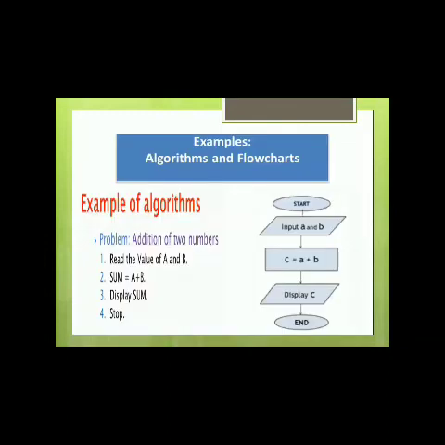Now, how to write an algorithm? Here I have given a small algorithm as an example: how to add two numbers? Now see, for adding two numbers, first of all you have to think in your mind what you want. First of all, you want two numbers. So here you have taken A and B as the two numbers.